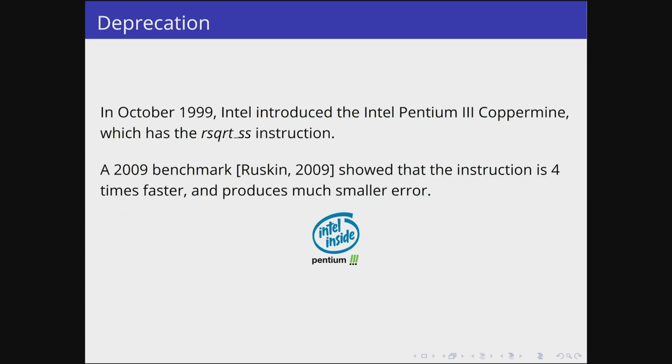Okay. And now, unfortunately, Intel introduced a new opcode for calculating the inverse square root in 1999, which is the same year that the game came out. And this instruction is 4 times faster than the Quake implementation, and produces much smaller error, which is nice and gives us no reason to use Quake's algorithm nowadays.